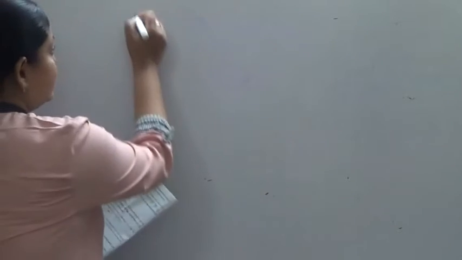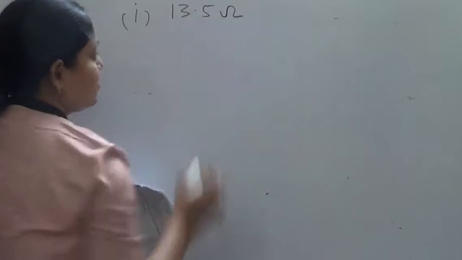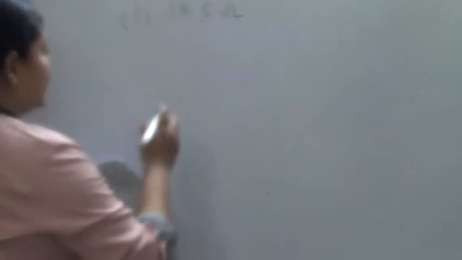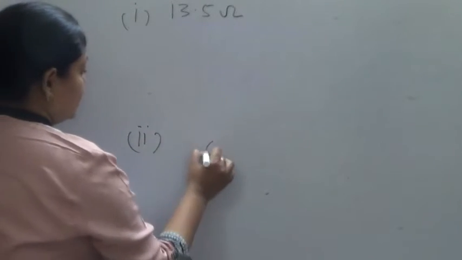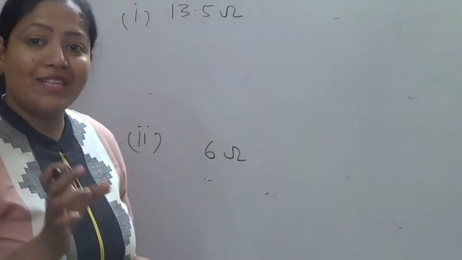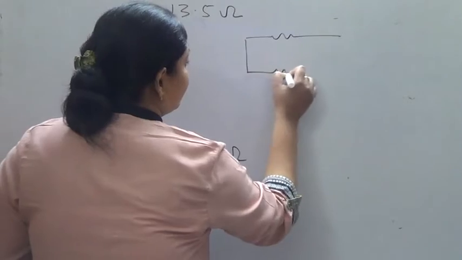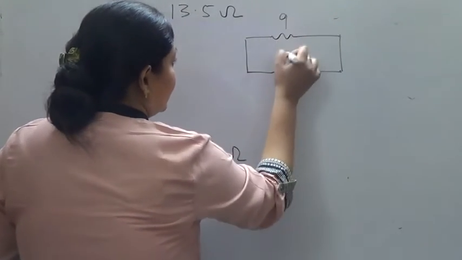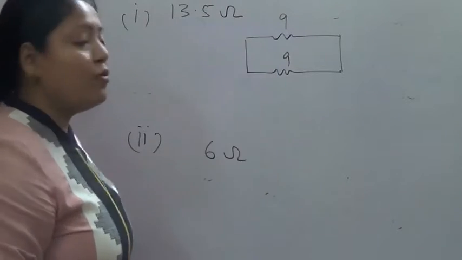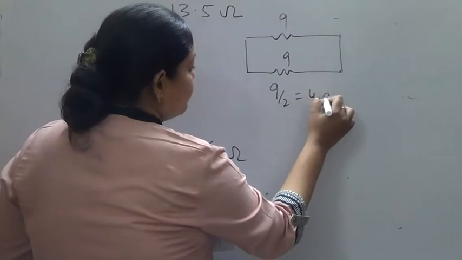in the first case you require 13.5 ohm. Okay. So now let's see if we connect. In the second we want 6 ohm. Now let's see if we connect two resistors in parallel. This is 9 and 9. Okay. So what is the equivalent resistor of two parallel 9 ohm resistors? That will be 9 by 2, that is 4.5 ohm.